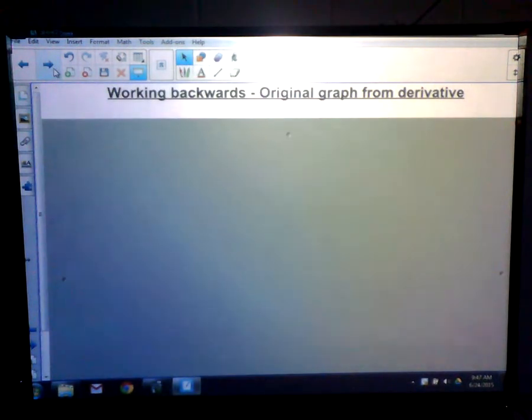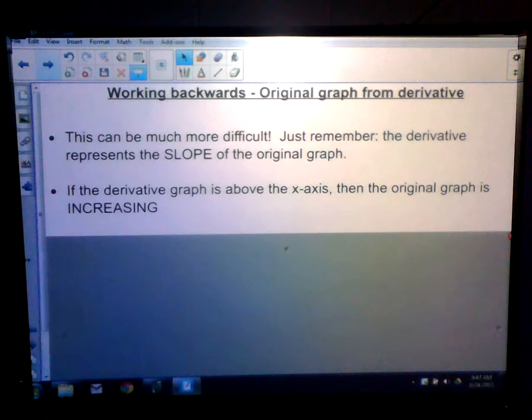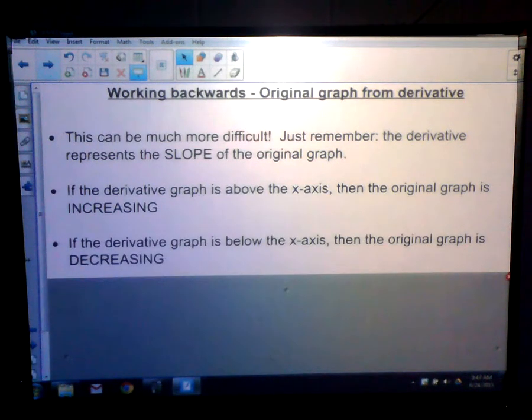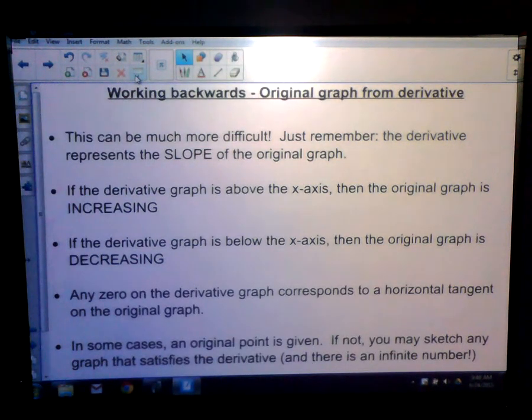Now, let's work backwards. Going from the original graph, or getting an original graph from a derivative. This is much more difficult. The thing to keep in mind is the derivative is the slope of the original graph. If the derivative graph is above, then the original graph is increasing. If the derivative graph is below, the original graph is decreasing. Any 0 on the derivative graph is a horizontal tangent, and in some cases an original point is given. If not, you may sketch any graph that satisfies it, just like we did with the derivative graph. And there's an infinite number. You can do this an infinite number of ways.